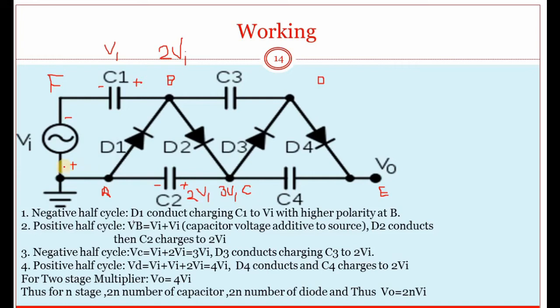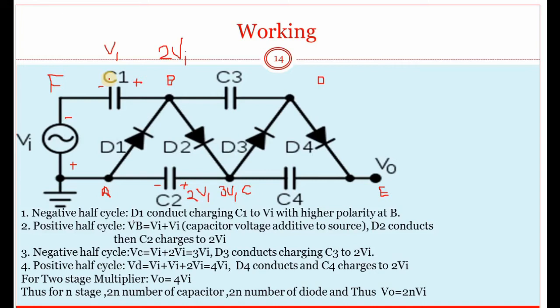Also at that instant D3 will conduct, thus charging C3, and this conduction of D3 will bring a certain voltage at D, so C3 will also be charged. When D3 conducts, this will charge C3 and C1, and the voltage at point D will charge C3 and C1 by 3Vi, so C3 will have 2Vi voltage and C1 will have Vi voltage.